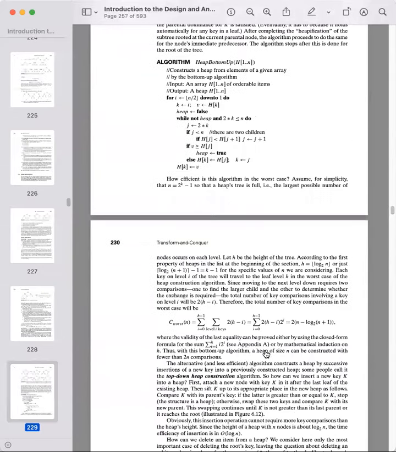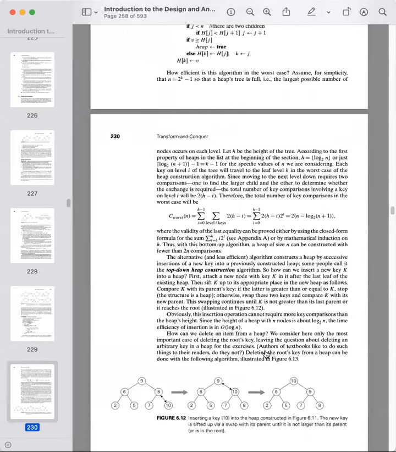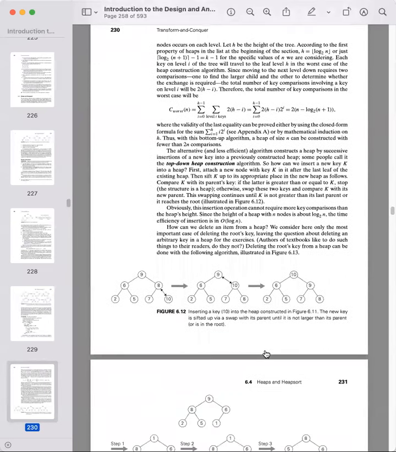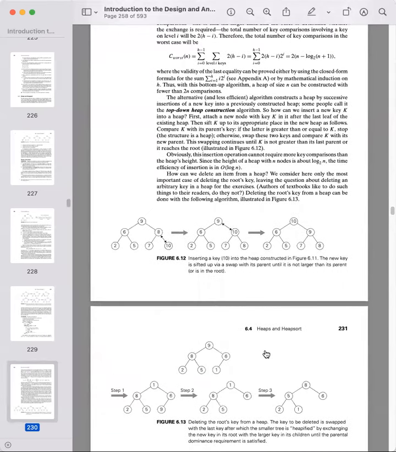Okay, the other way, of course, is the top down. With the top down, the idea is you're going to add it as you go. Let's see, they don't have a picture of that. It's less efficient, so we don't tend to do that. They're not really going through that one much.